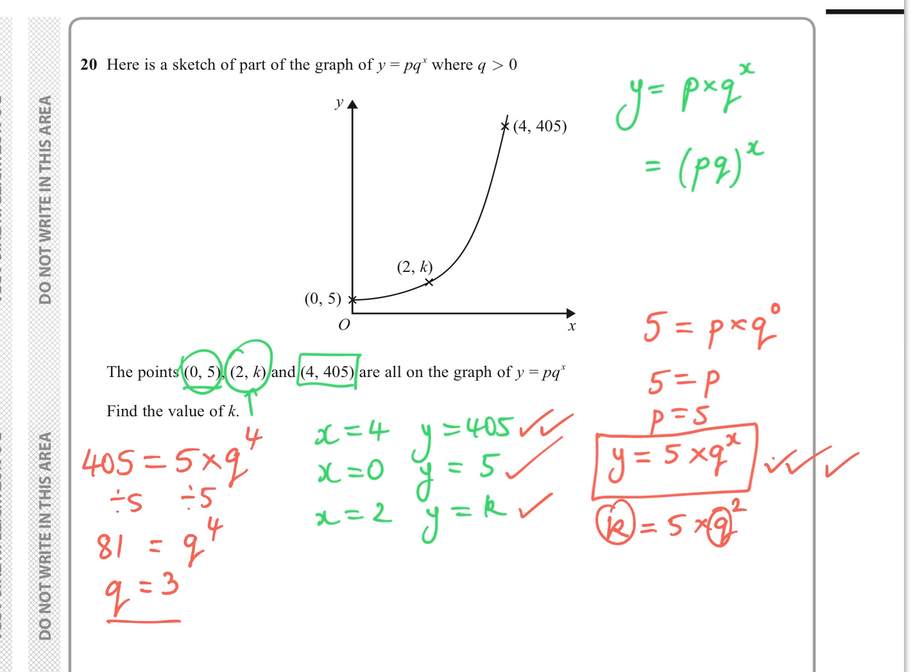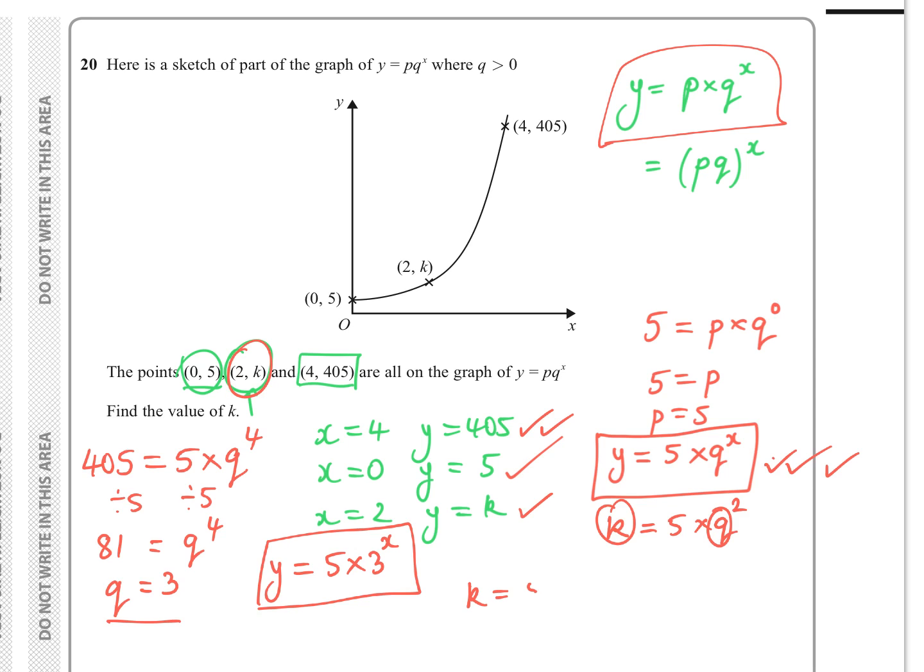So where does that leave our formula now? Well, we've got y is 5 times 3 to the x. That's a lot easier than what we started with. So now we can just put x is 2, y equals k, and then we should have the answer, which is 5 times 9, which is 45. So k equals 45. I'm sure some of you have got quicker ways of doing it, but that's the way I would do it if I was doing it in the exam.